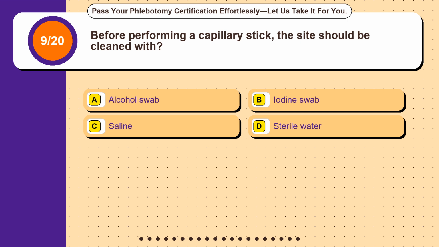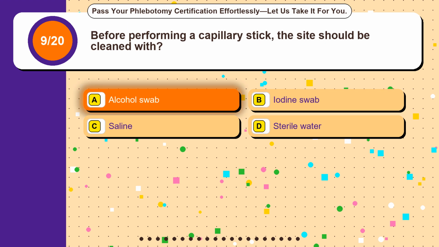Question 9. Before performing a capillary stick, the site should be cleaned with option A, alcohol swab. Option B, iodine swab. Option C, saline. Option D, sterile water. The correct answer is option A, alcohol swab.